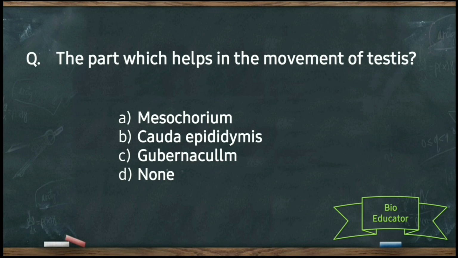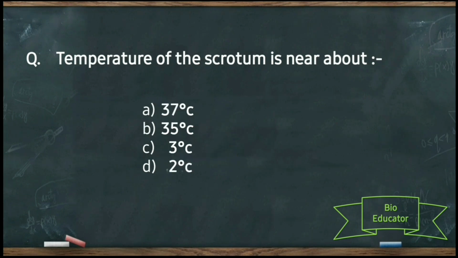Next question. The part which helps in the movement of testis. A. Mesorchium. B. Cauda epididymis. C. Gubernaculum. D. None. We know that it is gubernaculum, the tissue present on the lower side of the testis. Next, the temperature of the scrotum is near about A. 37 degrees Celsius, B. 35 degrees Celsius, C. 3 degrees Celsius, D. 2 degrees Celsius.